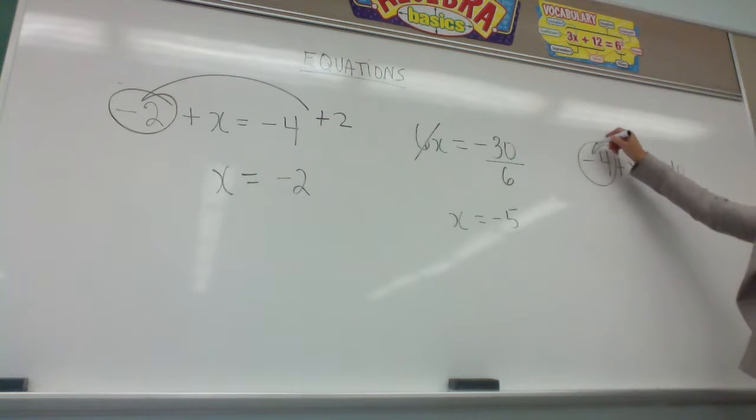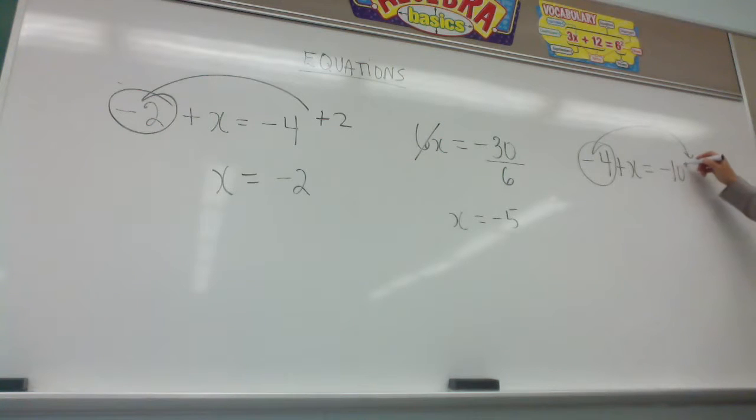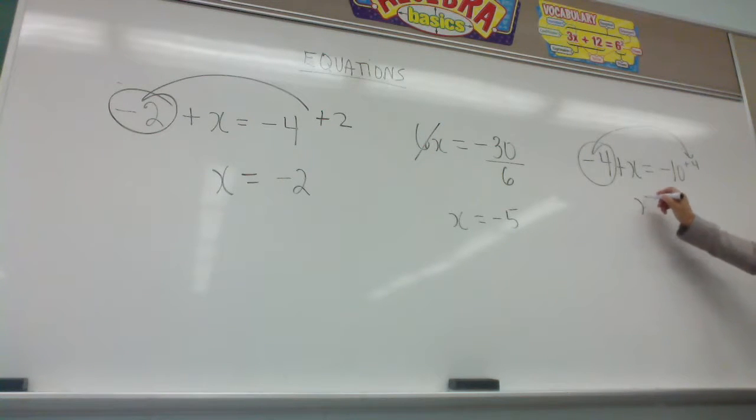Negative 4 becomes plus 4. X is left equaling negative 6. Very nice. So those were the one-step equations with adding, subtracting, and multiplying.